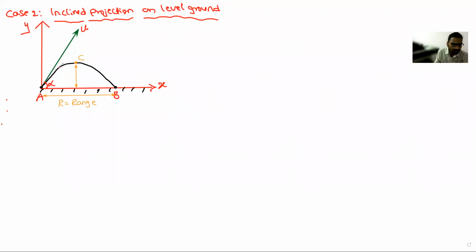I will consider one point P, at which it has components x comma y. I'll draw the maximum point. All of you draw this diagram. This is important. If you understand the diagram, you can understand all the terms.